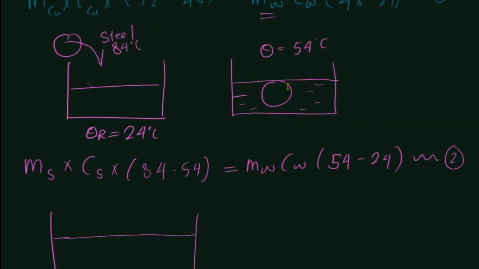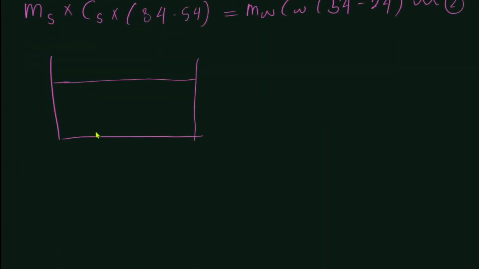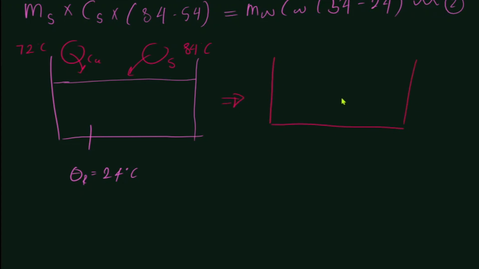after taking out the copper sphere, they allow it to come to room temperature. Actually, the room temperature was initially given to be 25 degrees Celsius, right? So thereafter, what they do is they insert both a copper ball which is at 72 degrees Celsius and a steel ball which is at 84 degrees Celsius, right? So what happens next is finally they are going to come to a certain equilibrium temperature, right?